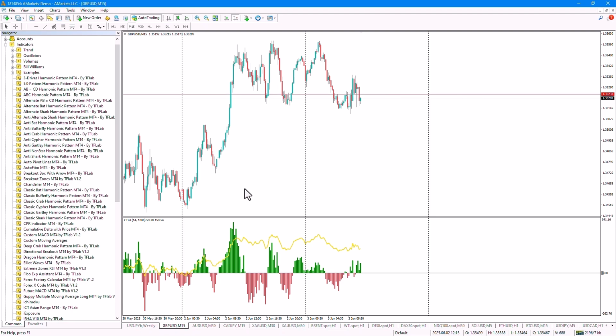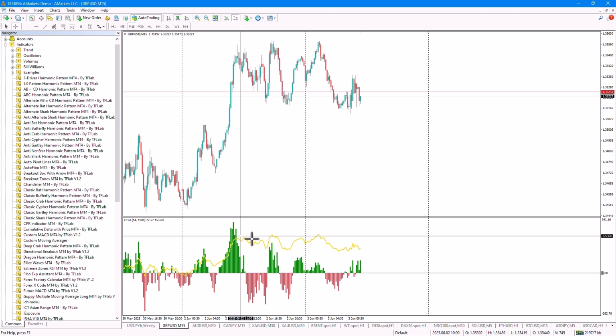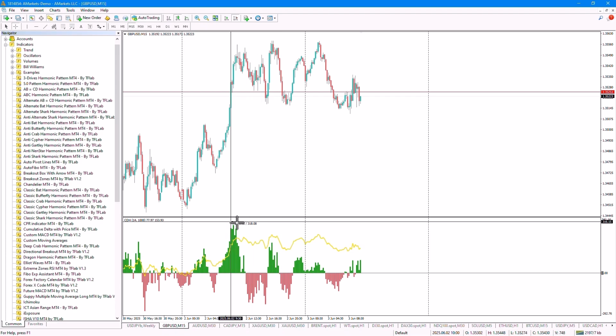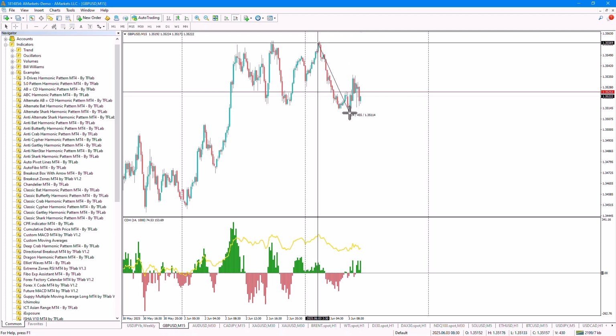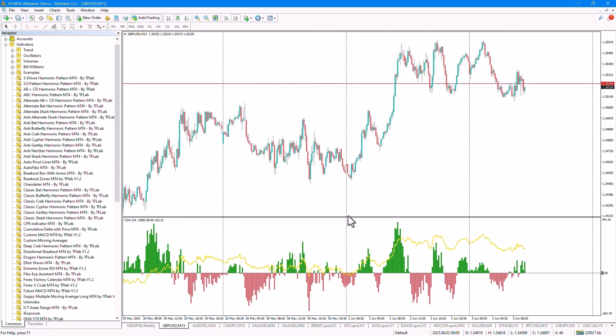We can also use this indicator as a divergence tool. When the histogram bars start to trend downward but there is an upward trend in the market, we can use this as a divergence and anticipate a downward trend in the market.